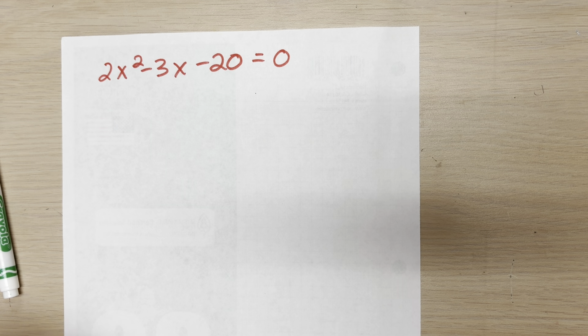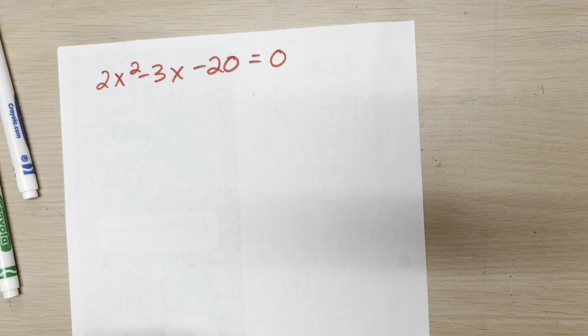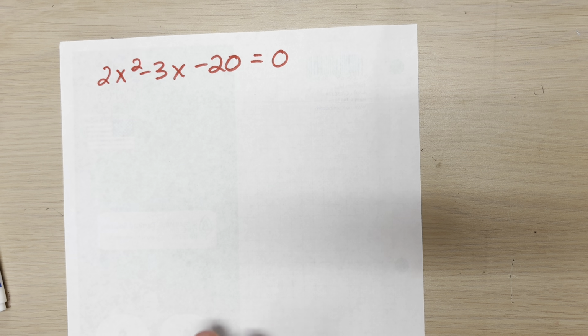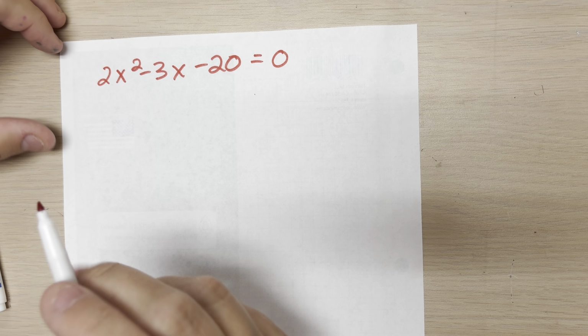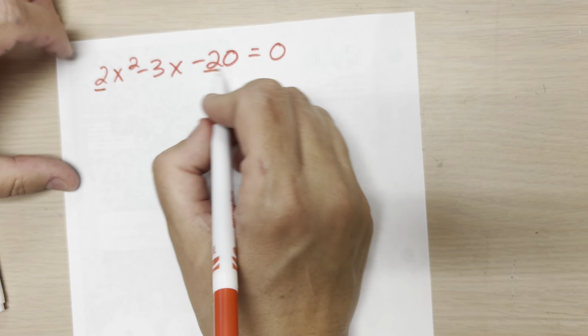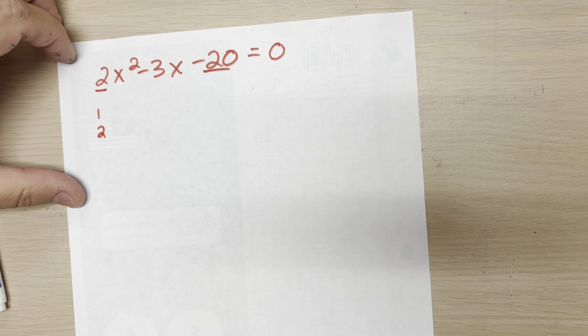Now we've got to deal with an a value that is not 1. So there's a couple of ways to do this. I'm going to use what I call the Gulf method. I learned this from a friend of mine who teaches at Gulf High School in Newport Richey. So let's take a look at this. We are going to look at the factors of 2 and the factors of negative 20. Okay, so the factors of 2, 1 times 2.